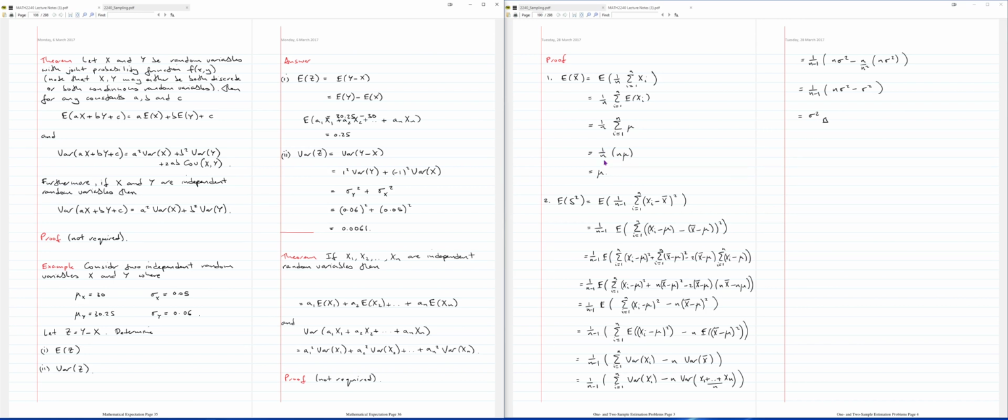And now here you have 1 on n times n mu. So the n's are going to cancel and you end up with mu. So the expected value of the big X bar over here is equal to mu, which shows that the big X bar is an unbiased estimator of mu.